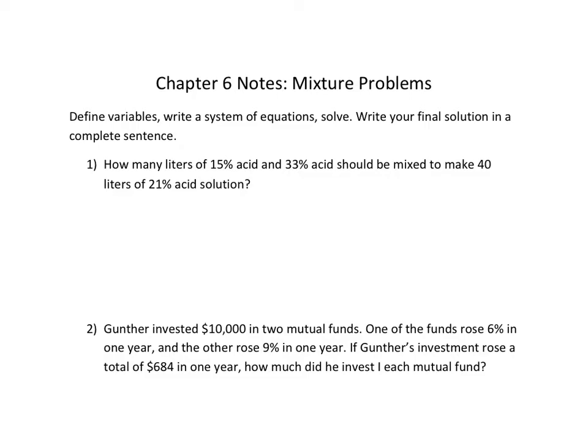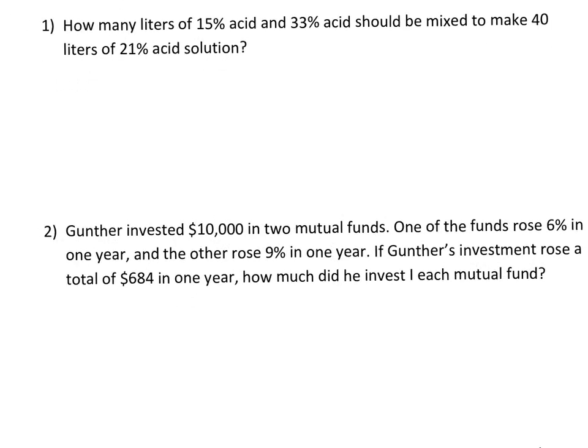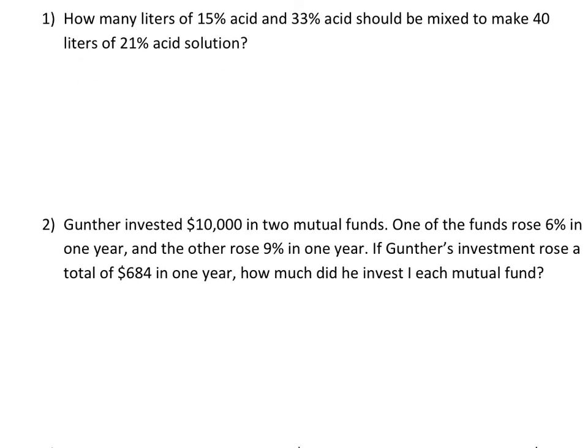You will be able to solve these either by elimination or substitution. It'll be completely up to you and what you're most comfortable with. So let's go ahead and take a look here at number 1. On number 1, it says how many liters of 15% acid and 33% acid should be mixed to make 40 liters of 21% acid solution.